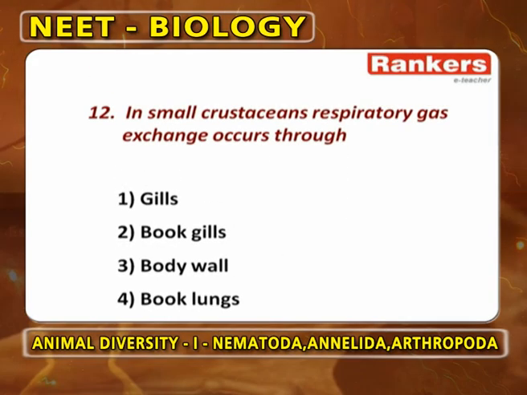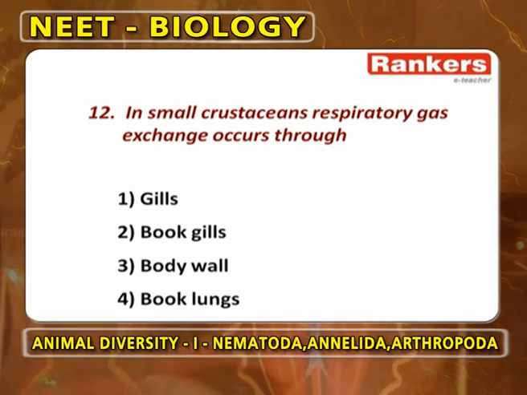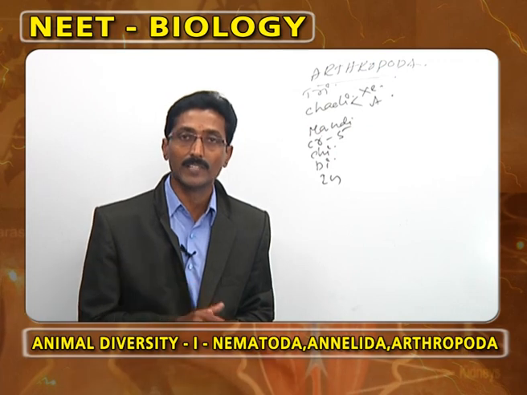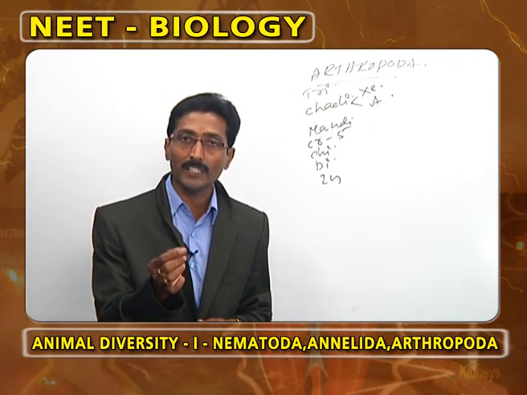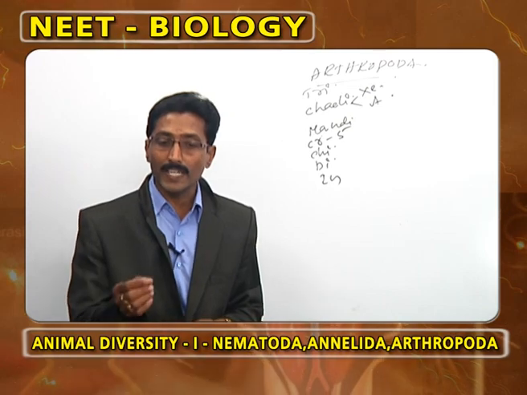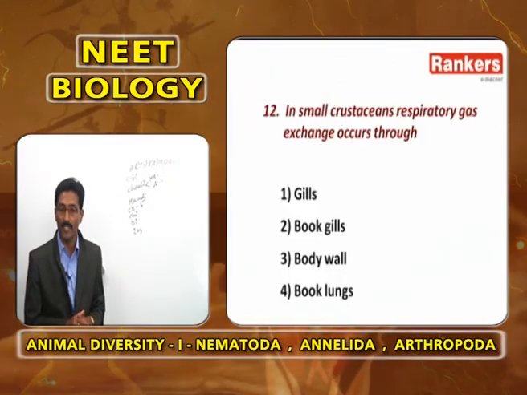Now the next question is: in small crustaceans, respiratory gas exchange occurs through what? In crustaceans, what are the main excretory organs? Gills. But in the class Crustacea, in small-sized animals, respiration takes place through the general body surface.